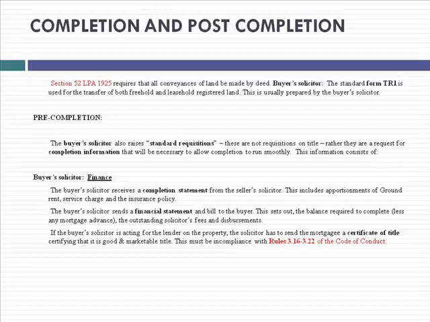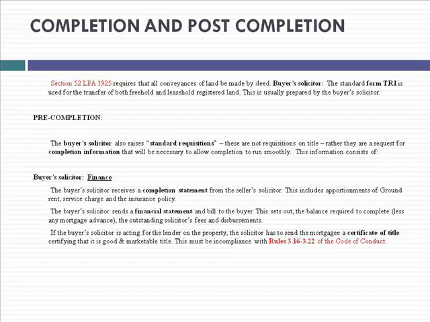Buyer solicitor. The standard form TR1 is used for the transfer of both freehold and leasehold registered land. This is usually prepared by the buyer solicitor. Pre-completion: the buyer solicitor also raises standard requisitions. These are not requisitions on title, rather they are a request for completion information that will be necessary to allow completion to run smoothly. This information consists of buyer solicitor finance.